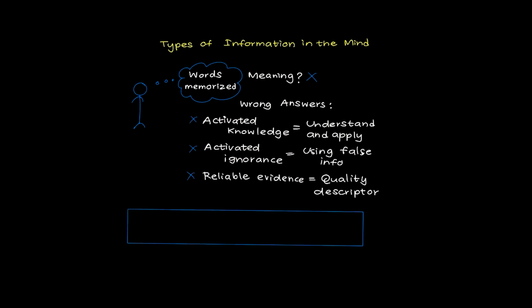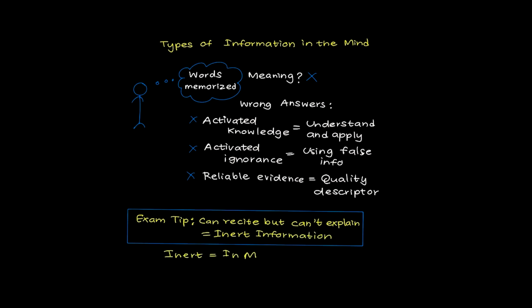Here's a WGU D265 OA exam tip for you. When someone can recite something but can't explain or apply it, that's inert information. Quick recall hook: inert equals in memory, not in use.